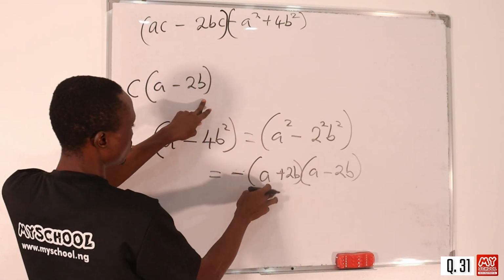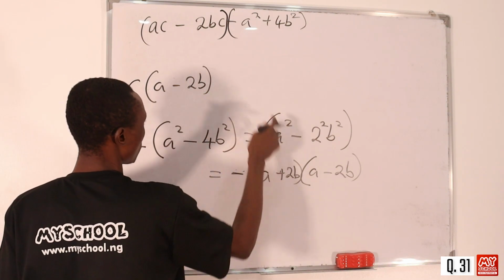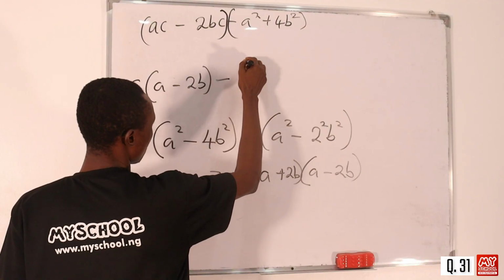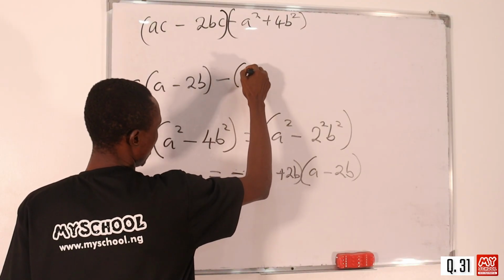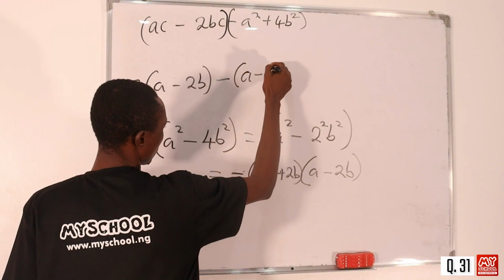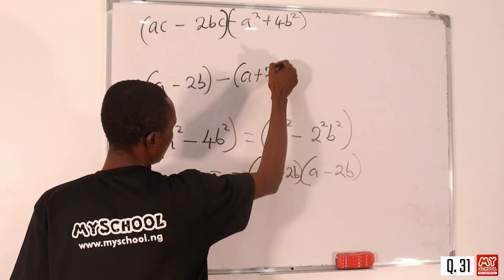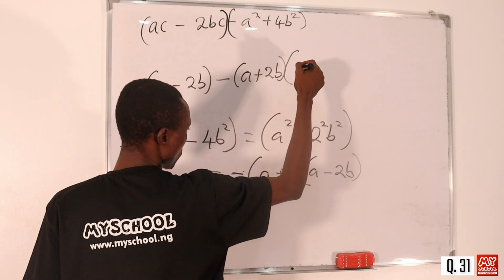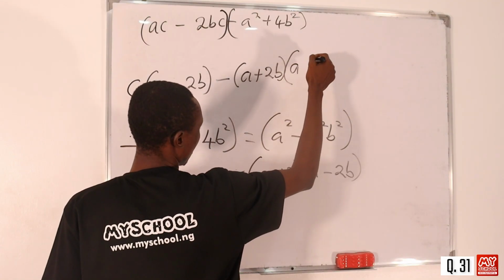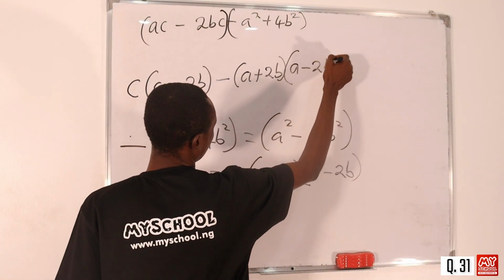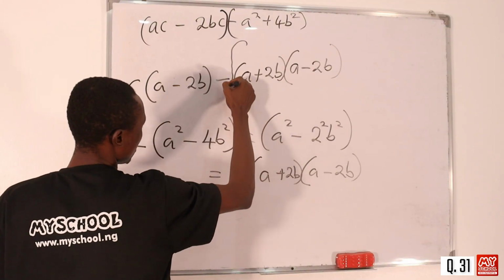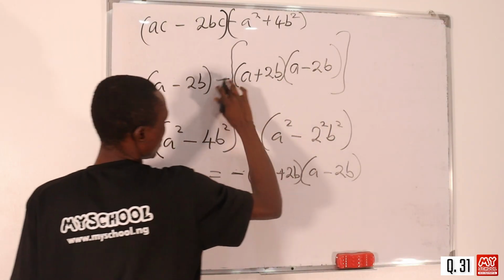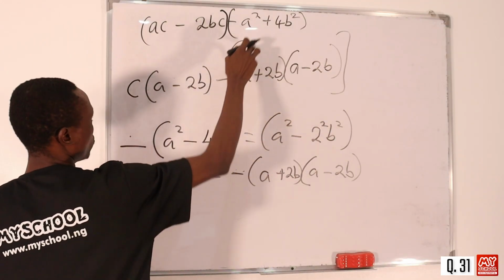So let's put everything together. So if we put everything together, we'll be having minus here, then bracket a plus 2b, then open bracket a minus 2b in bracket. Remember this minus is affecting everything inside the second bracket here, which is this.